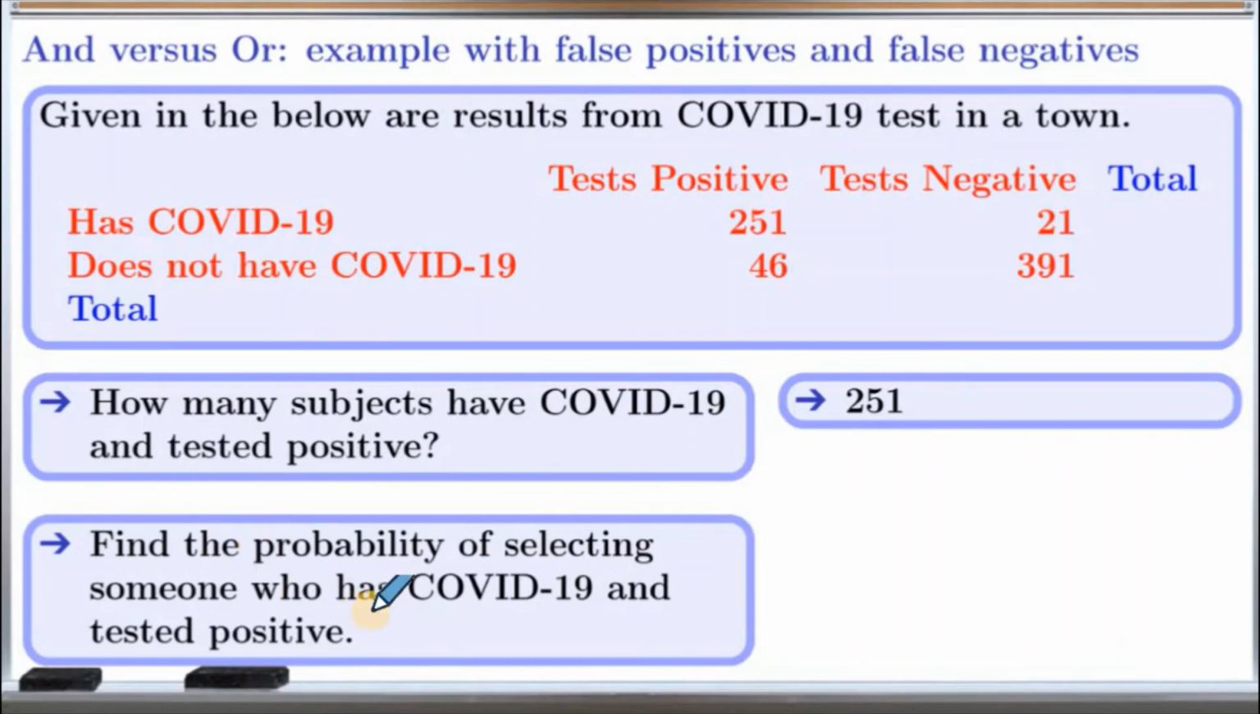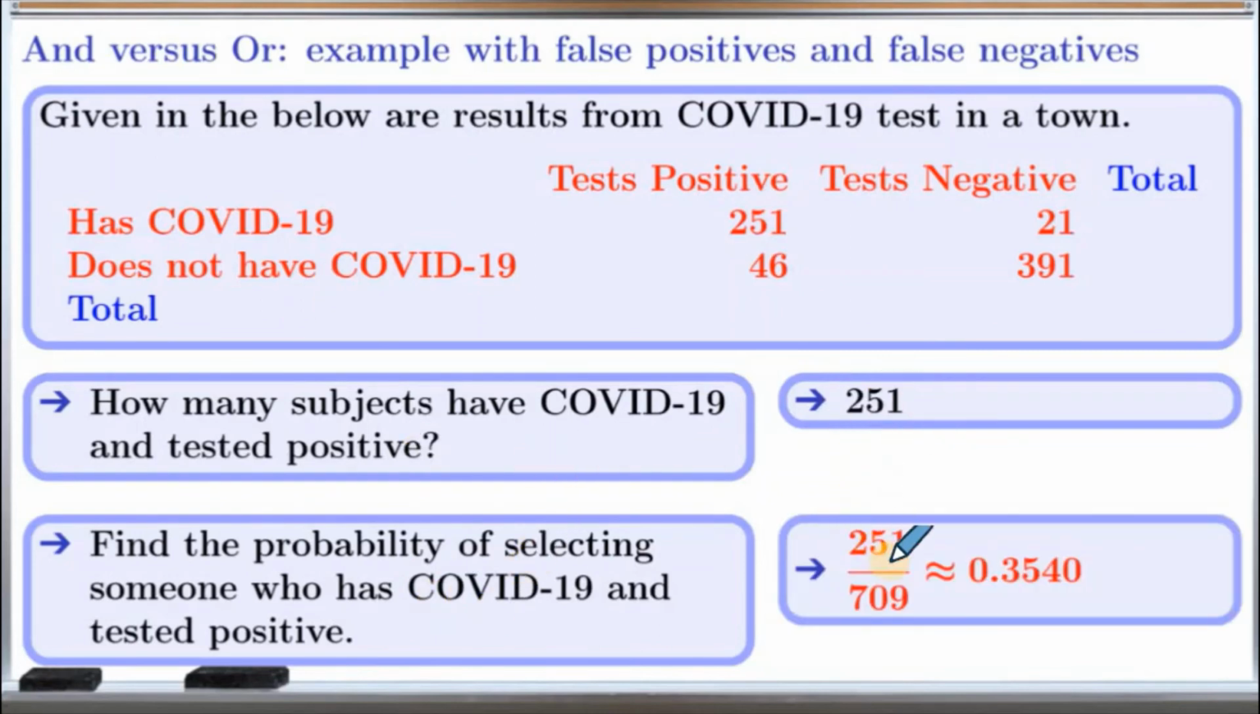Then we need to find the probability of selecting someone who has COVID-19 and tested positive. So to find this probability, we can look at the table and find out how many subjects have COVID-19 and tested positive. So, which is this one, which is also this one, which is right here also. So that means the probability will be 251 over 709, which is approximately equal to 0.3540.